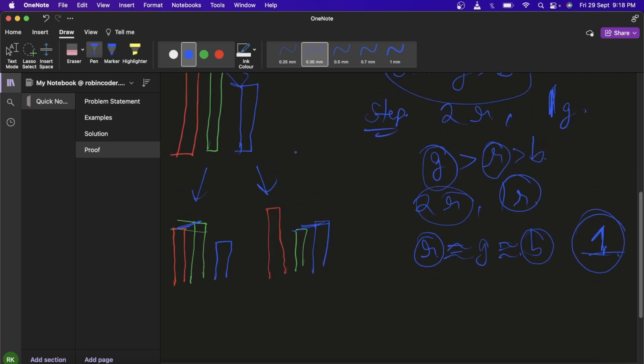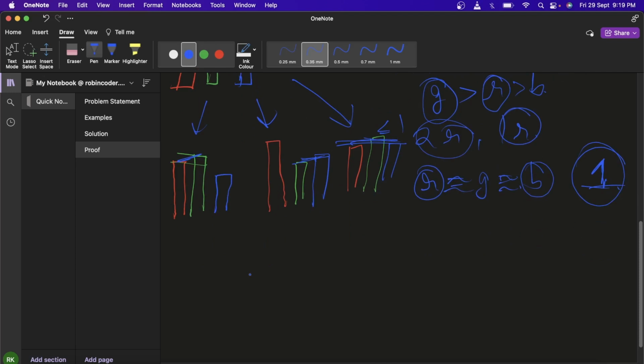And there is a third case also, but that would get covered, like all of these get nearly equalized like this. So the difference between them is at most 1. So we can solve this case. We can see what would be the answer in this case.